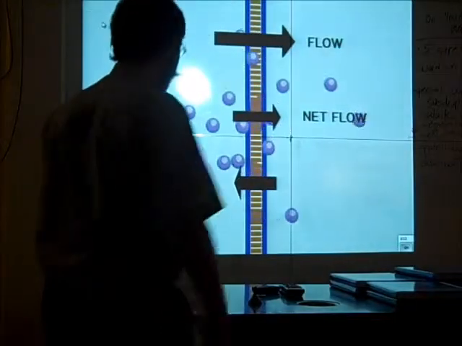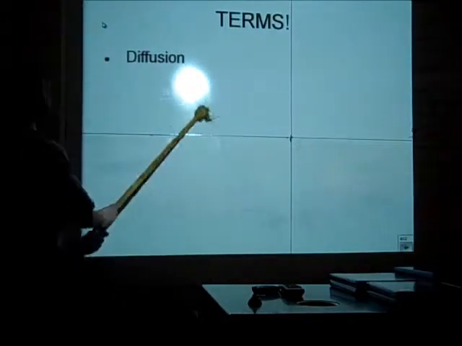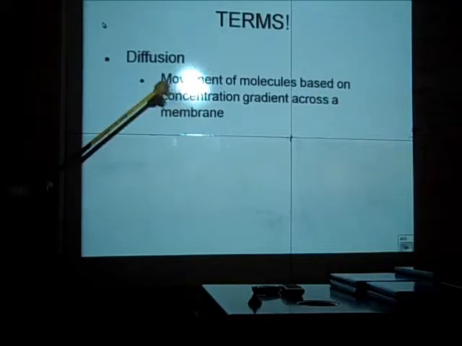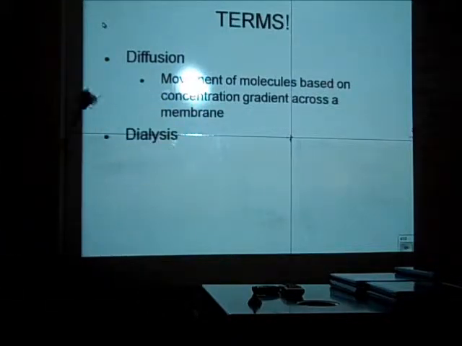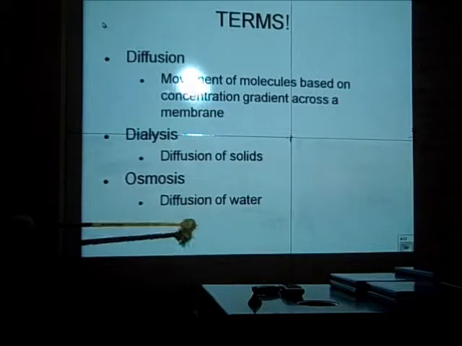Dialysis. It just moves right through the membrane as if it wasn't even there. So let's throw some terms at you. There's diffusion, which is moving molecules based on the concentration gradient across a membrane. When it's a solid, we call it dialysis. When it's osmosis, that's the diffusion of water.